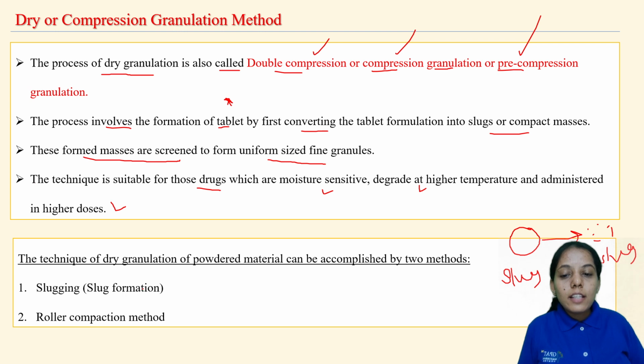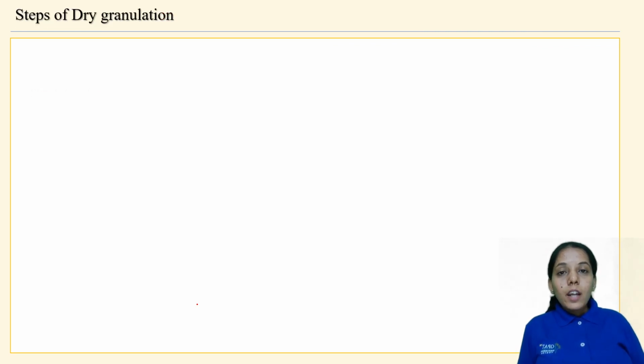Next is slugging and deslugging. The technique of dry granulation of a powdered material can be accomplished by two methods. One is slugging, that is slug formation. The other is the roller compactor, in which the masses are formed. Now, what are the steps?